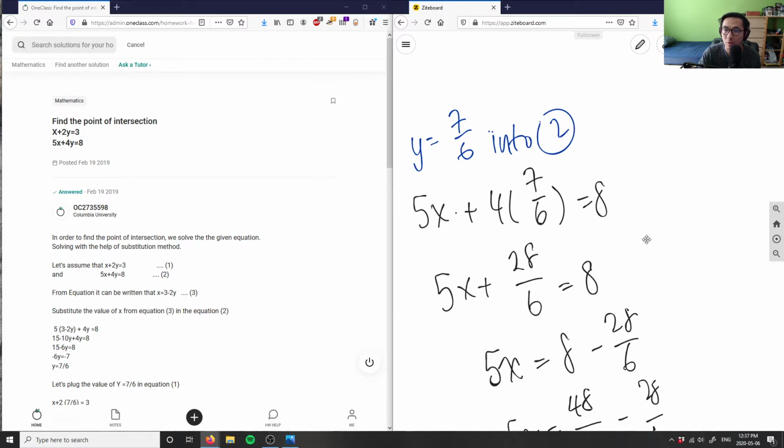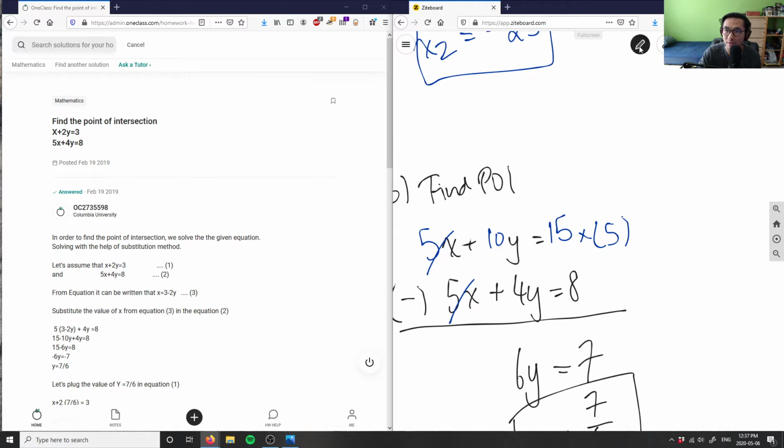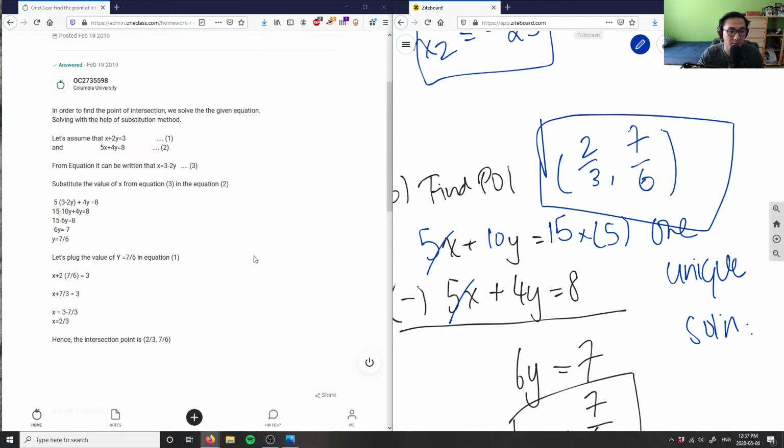My y value was 7 over 6. So therefore, my point of intersection would be, my x value was 2/3 and my y value was 7 over 6. So this here is my point of intersection for these two lines. So again, one unique solution here. So 2/3 and 7 over 6 is my answer. And as you can see, this solution here is correct. 2/3 is the x value, 7 over 6 is the y value. This solution here is correct.